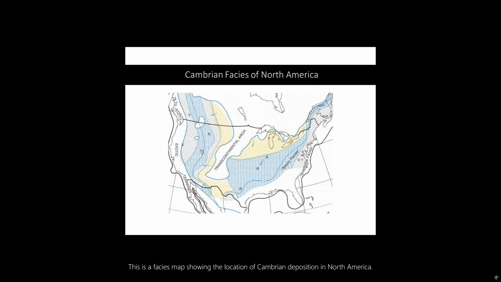This is a facies map showing the location of Cambrian deposition in North America. The blue represents limestone deposition, areas that were underwater. The yellow is sandstone deposition, or shorelines. The light tan is shale deposition. West of the transcontinental arch, we have a classic example of a transgression with limestone in deeper water, shale in the middle, and sandstone in shallow water, all being deposited at the same time.